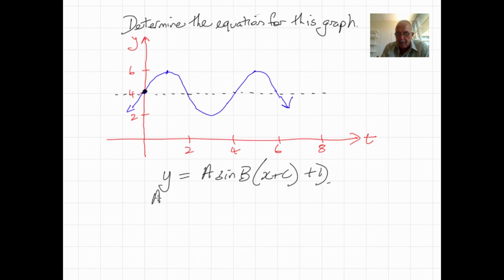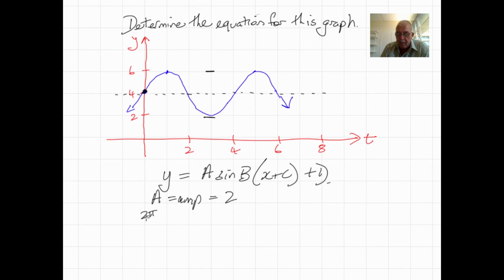So a is the amplitude. Don't forget the amplitude is half the distance from the maximum value to the minimum, and so that's 2 units. So 2 units for the amplitude will be our a value. There's no flipping of the graph upside down, so it's certainly positive as well.